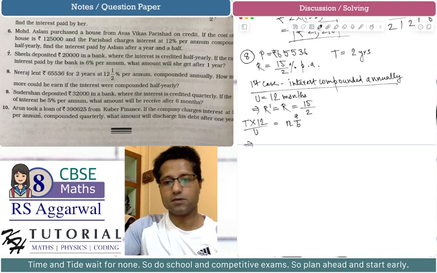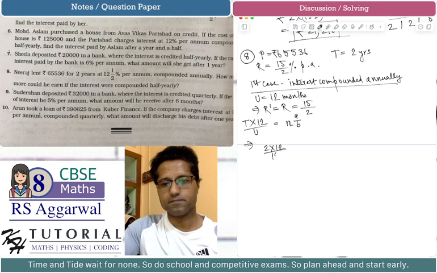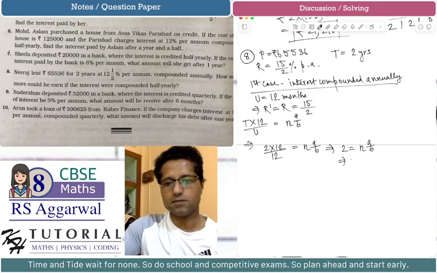Now T is 2, so 2 multiplied by 12 divided by U, which is 12, is equal to n and a by b. So this implies 2 is equal to n a by b. This implies n is equal to 2 and the fraction a by b is equal to 0.